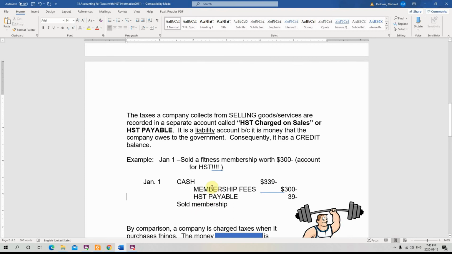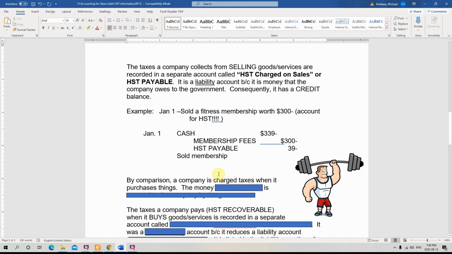All right. Now, by comparison, a company is charged taxes when it purchases things. The money it pays out in taxes is going to be recorded in an account called HST paid on purchases, or HST recoverable. Now, the money it pays out in taxes is going to be returned to the company by the government. So basically, it's going to reduce what the business owes the government.